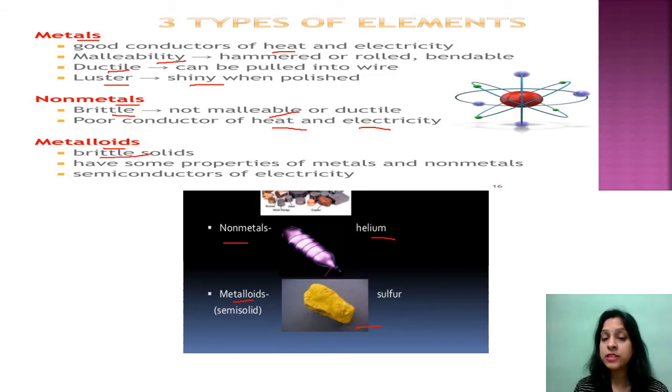As I said, they have the properties of both metal and non-metal, for example silicon and germanium. These are also semiconductors of electricity, used in photovoltaic cells and in your solar cells. So all of those elements come under the category of metalloids. Okay.